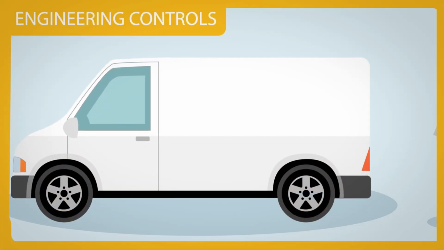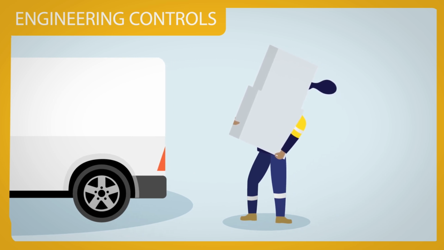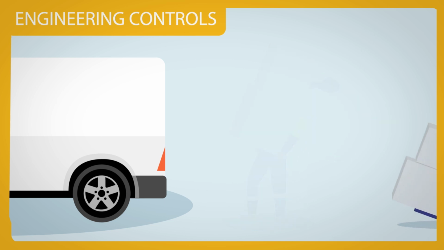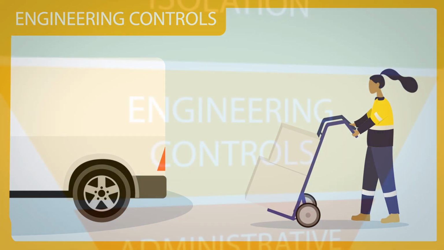The following control, if others cannot be applied, is engineering. This is where systems are used to reduce risks through engineering changes or changes to systems of work. Using lifting devices such as trolleys or hoists to move heavy loads reduces the risk of manual handling injuries.